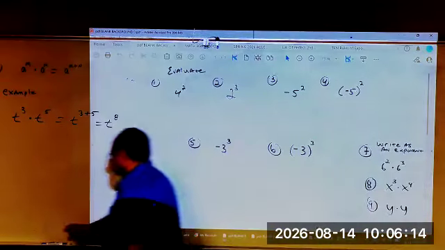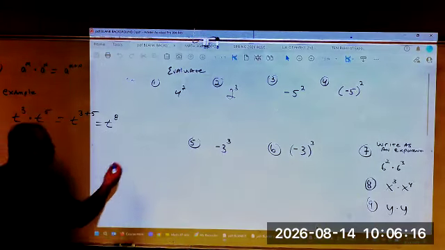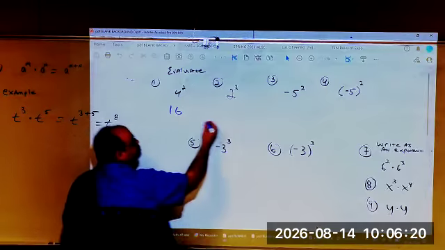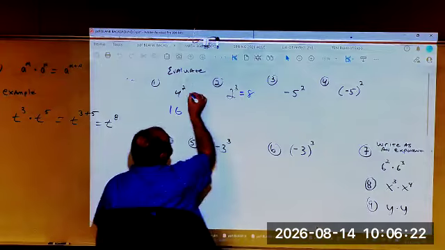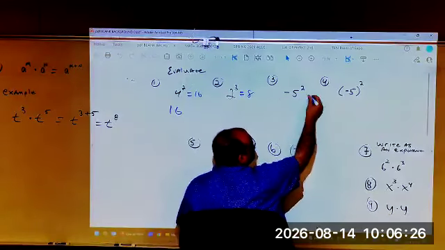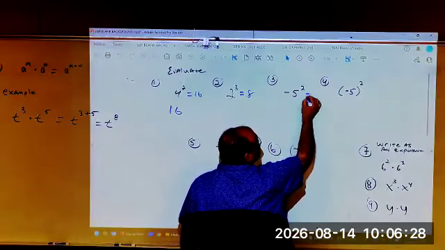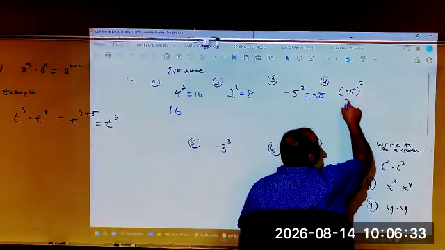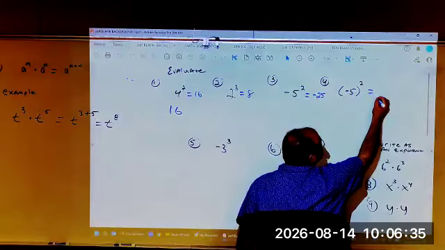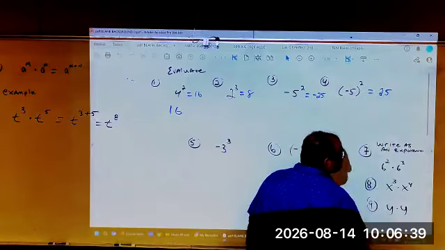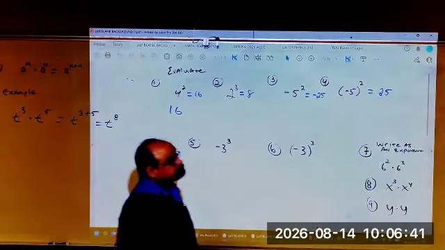What is 4 to the second? 16. What is 2 to the third power? 8. Negative 5 squared. Negative 25. What is negative 5 squared? 25. Positive 25. No. Okay.